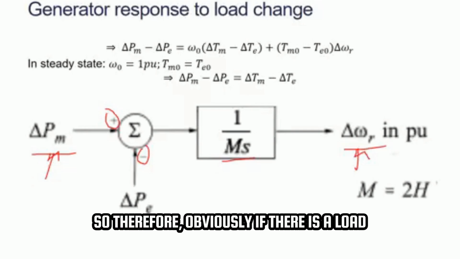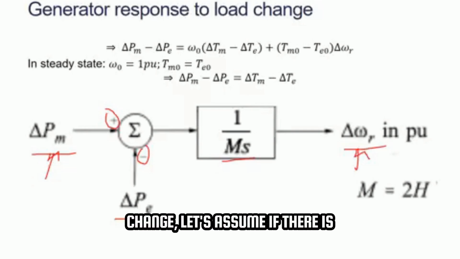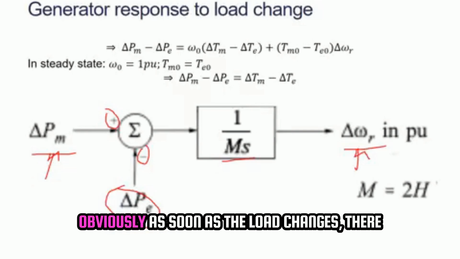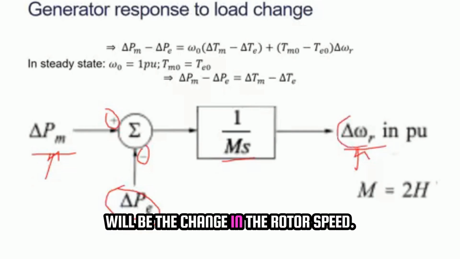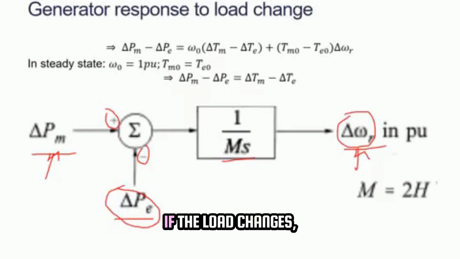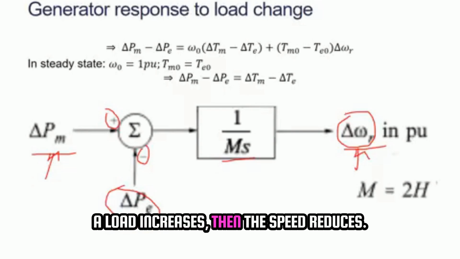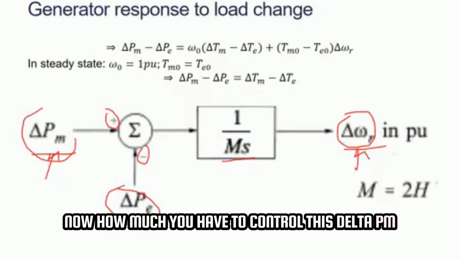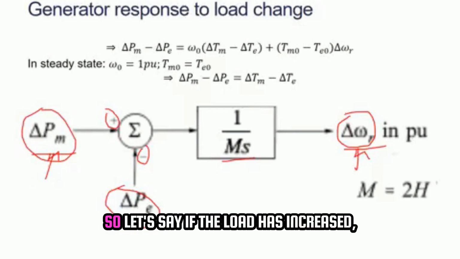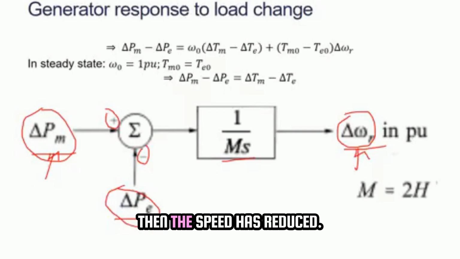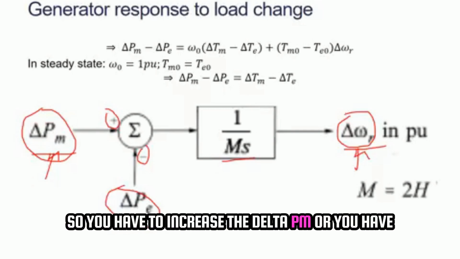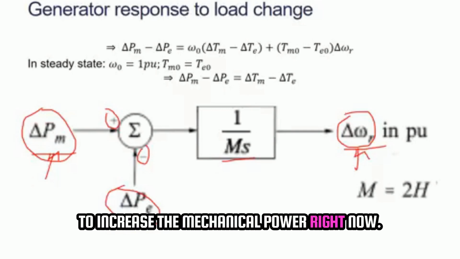So therefore, if there is a load change, let's assume a load change delta P, then as soon as the load changes, there will be a change in the rotor speed, because it's logical, right? If the load increases, then the speed reduces, or if the load decreases, the speed increases. Now how much you have to control this delta PM, you can decide based on that. So let's say if the load has increased, then the speed has reduced, so you have to increase the delta PM, or you have to increase the mechanical power, right?